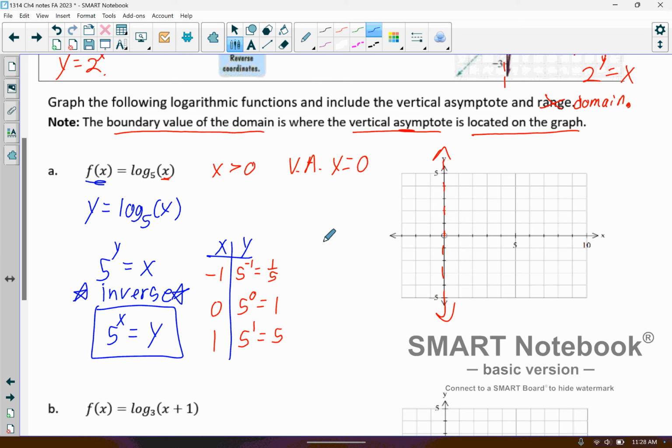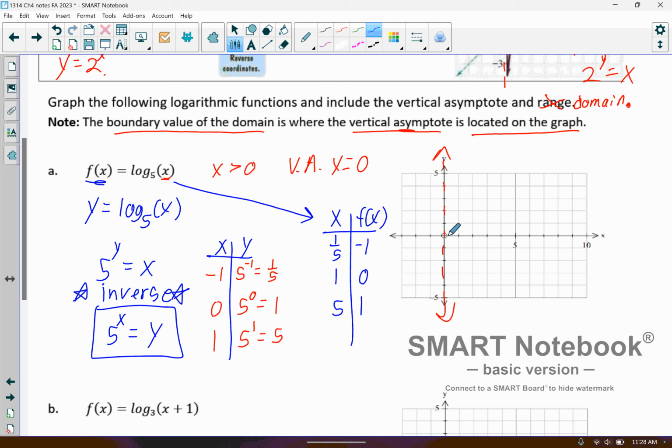So I'm going to make a new table and swap them. I'll call this x and this f of x, so I can remind myself that this is from this equation. By definition of inverse functions, the x and y swap places. So this will be 1/5 and negative 1, then 1 and 0, and then 5 and 1. Let's go ahead and plot those.